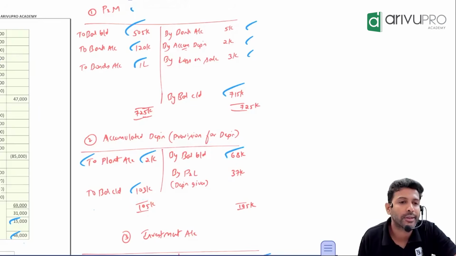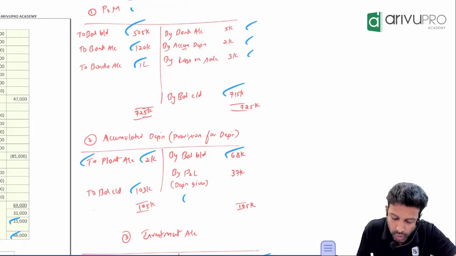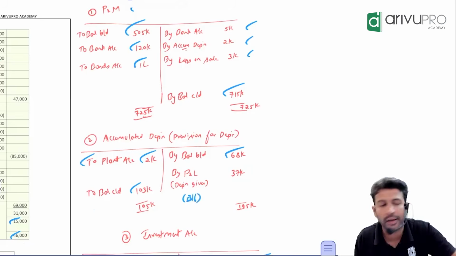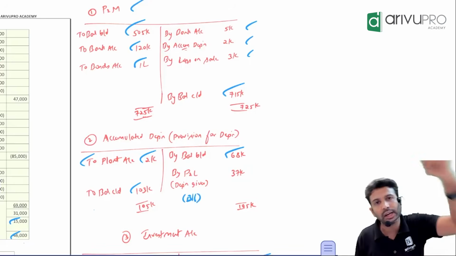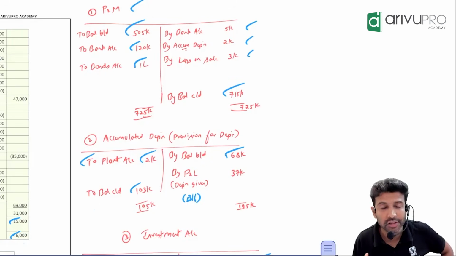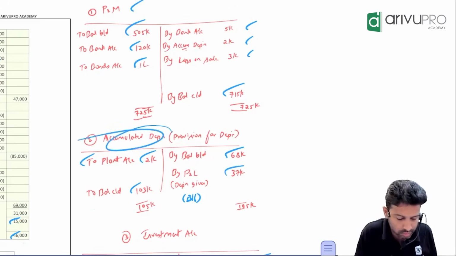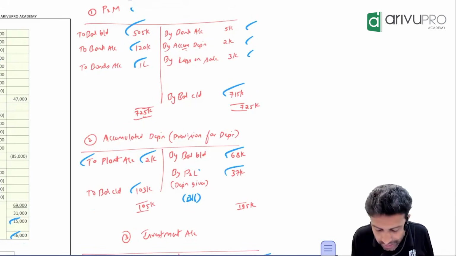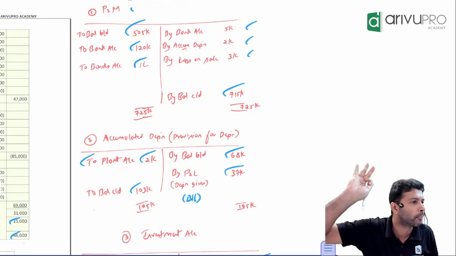37,000. What is that 37,000? Current year depreciation. If this was not given in the question, you would have got this as what? Balancing figure. But fortunately for us, this is already given. What is the journal entry for depreciation here in this method? It's an accumulated depreciation method. So what is the entry? Depreciation account debit to accumulated depreciation. Either you can write by depreciation or you can write by P&L, because depreciation goes to P&L.